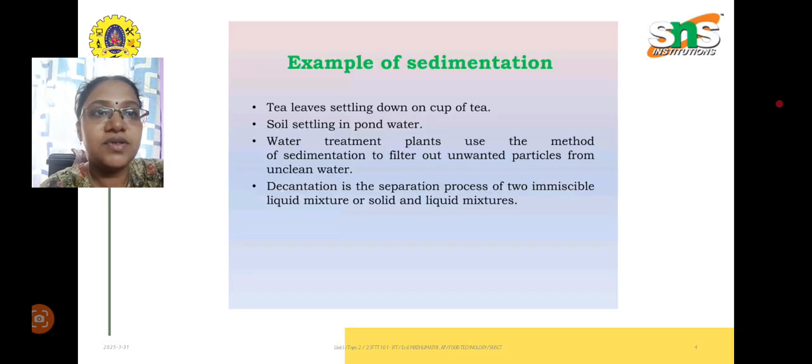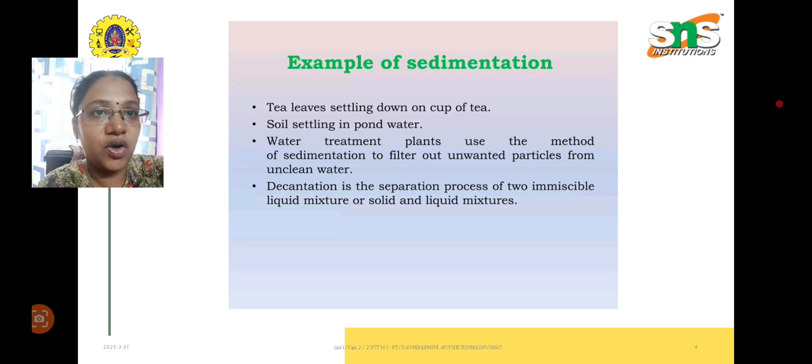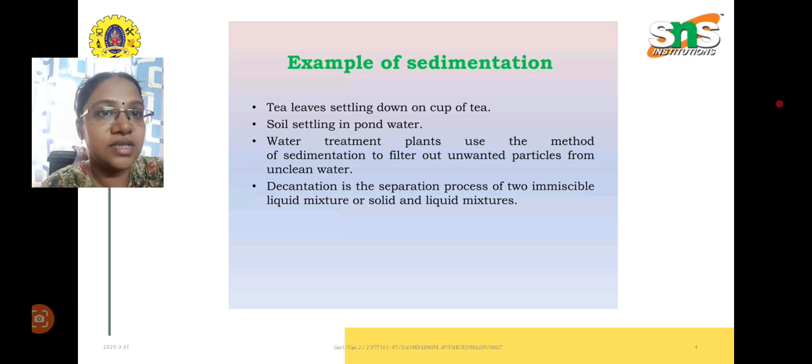A few examples of sedimentation: tea leaves settling down in a cup of tea, or taking a sample of pond water, we can see the soil settles down at the bottom. Water treatment plants use the method of sedimentation to filter out the unwanted particles or materials from the unclean water. Decantation is also another process of sedimentation, where two immiscible liquids or a solid and liquid mixture are separated.